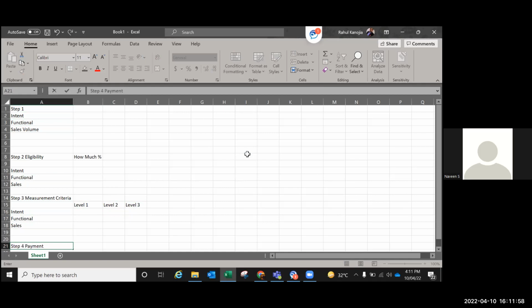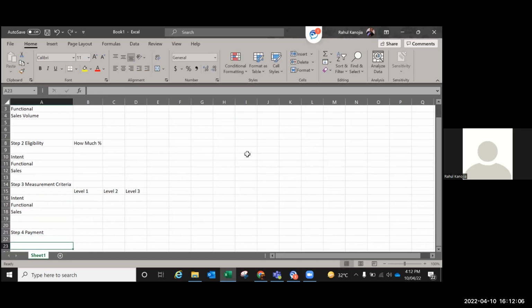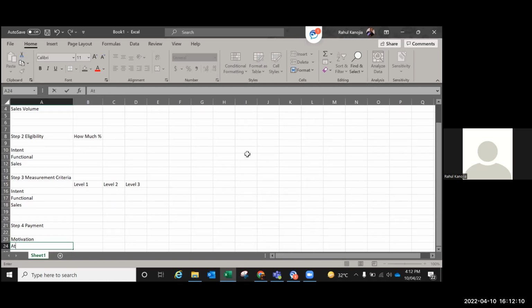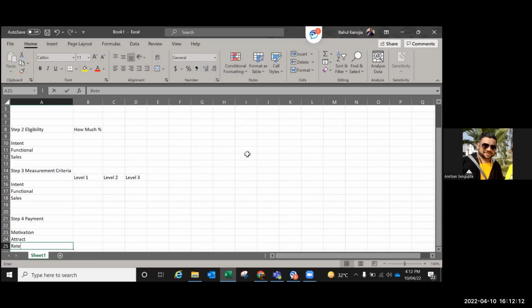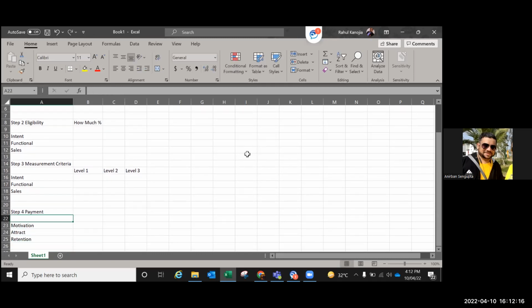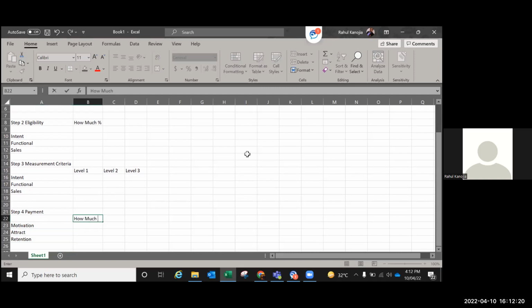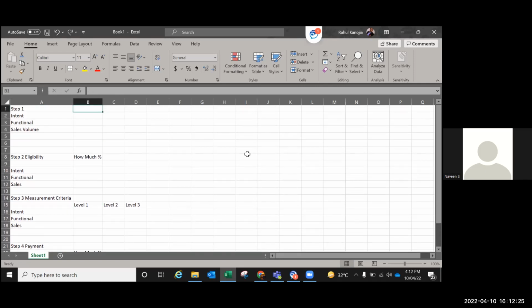Motivation and retention. MAR. Funding. Motivation, attract, retention. This will also be how much percentage wise at the end. Okay, so we'll start with step 1, the intent part.